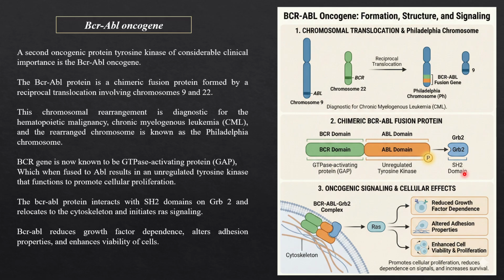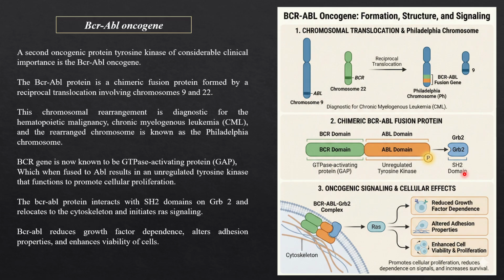The fusion protein also interacts with adapter proteins such as GRB2 through its SH2 domain, and this interaction helps to recruit downstream signaling molecules and activates pathways like the RAS signaling cascade. These pathways transmit continuous growth signals and survival signals to the cell.